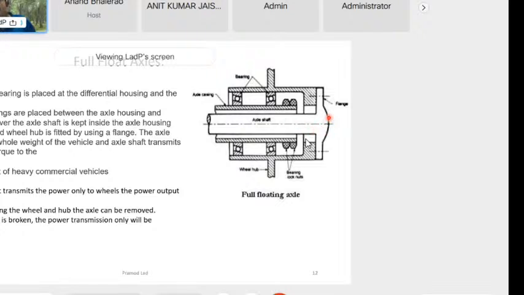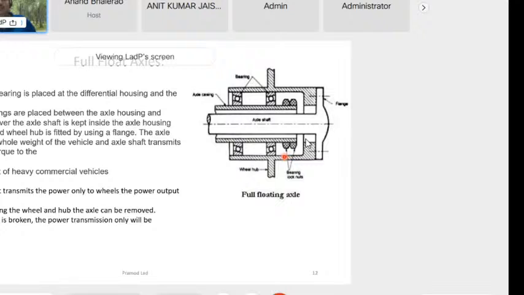Here the advantage is that without removing any other thing, you can replace the shaft from the outside only. There is no interaction with the bearings or housings, and if the shaft is broken, only the power transmission will stop, and the vehicle will remain in a supported condition. So that is the advantage of this.